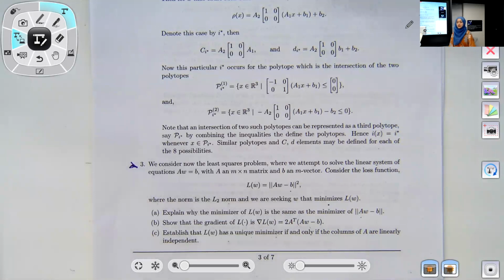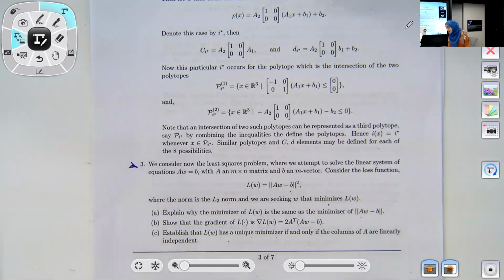So they give you the matrix A, it is an M times N matrix. They give you B, an M vector, and they give you the loss function, which is equal to the norm squared, and this is an L2 norm. We're looking to minimize this function.